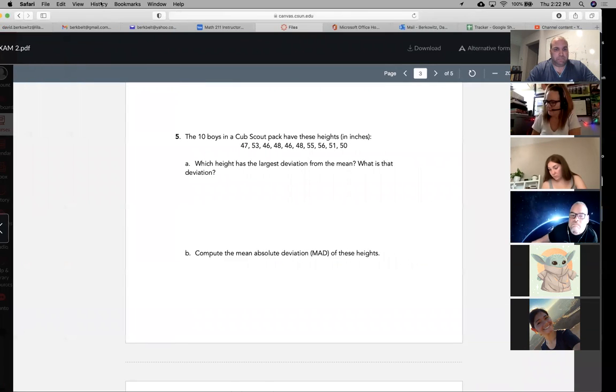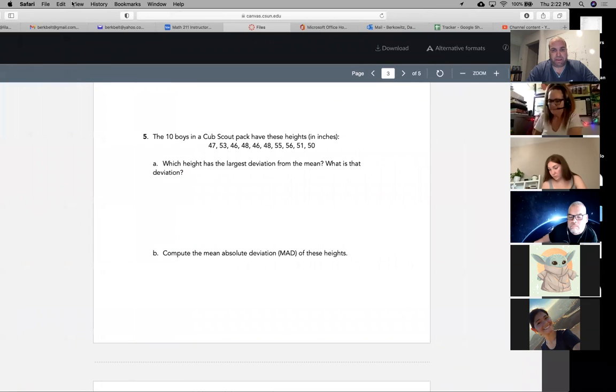The 5 boys in a Cub Scout pack have these heights. Which height has the largest deviation from the mean? What is that deviation? And as a follow-up, compute the mean absolute deviation, the MAD. Well, before you can do anything, you have to compute the mean itself. You can't figure out which height has the largest deviation from the mean without actually computing the mean.